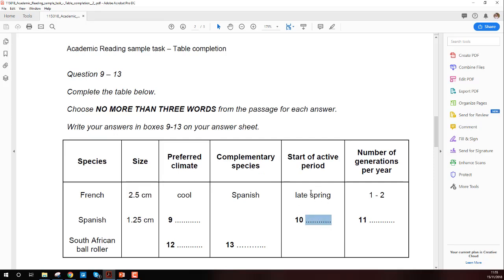So this actually gave you some information to help you do this. That's actually a good bit of information here, because it shows the type of information we're going to need here. So even if you didn't understand what active period meant, you would know that it was a time of year. Number of generations per year, 1 to 2. So it's probably going to be 1 or 2, 2 or 3, 3 or 4, something like that.